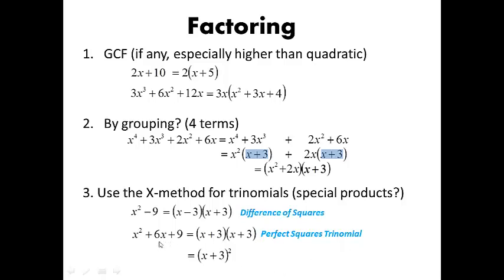Alright, how you can always tell is take half of the middle and square it. Okay, so like x squared plus 10x plus 25 would be a perfect square trinomial because you can take half of the 10, square it, and get the 25 on the end. So this is a kind of a summary of what you need to do when you hear the word factoring. So we're going to practice a few right now of the x factor.